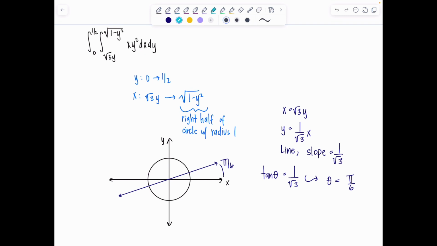So it's just going to be this little wedge here. Just a cute little wedge. Why did they tell me y goes from 0 to 1/2? Because that's precisely where this intersects. This will be at 1/2. This is at y equals 0.